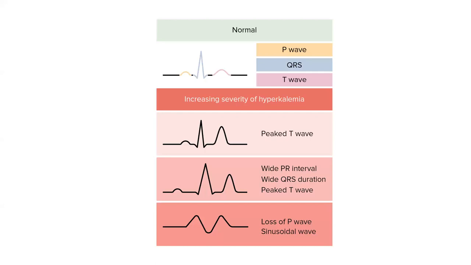Insulin, glucose. You guys teamed up together and got the right answer. How much would you give? 10 units. 10 units of regular insulin. Cool. IV, sub-Q, intranasal? IV, perfect.